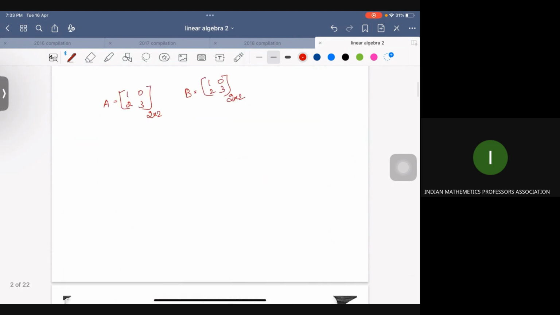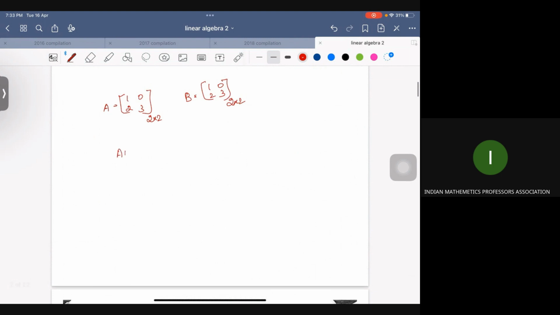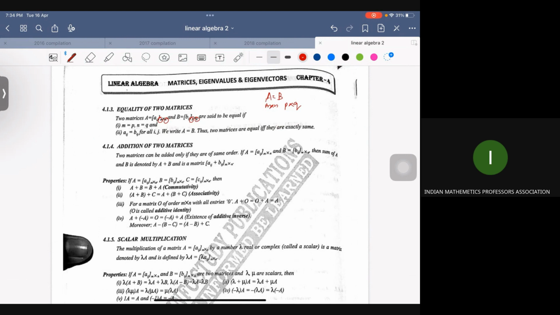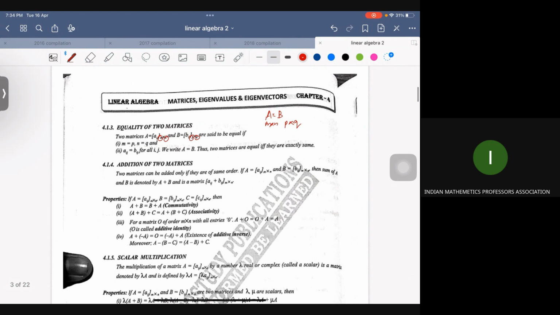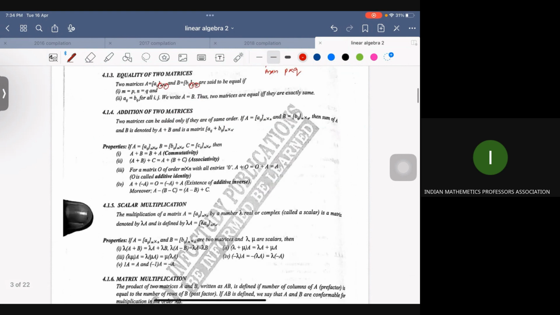Addition of two matrices. Addition of two matrices means we have to add the corresponding entries of these two matrices: 1 plus 1, 0 plus 0 is 0, 2 plus 2 is 4, 3 plus 3 is 6. So addition of two matrices is nothing but addition of corresponding elements, and addition of matrices is possible only if they are of the same order.